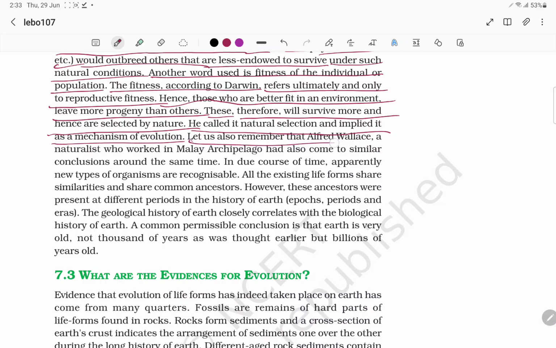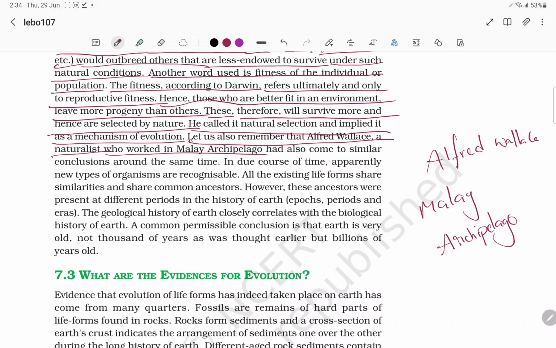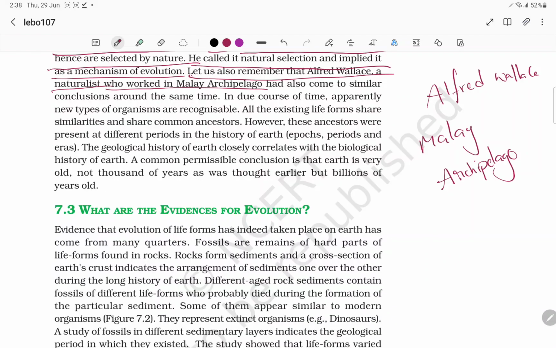Let us also remember Alfred Wallace, a naturalist, along with Charles Darwin. He worked on the Malay archipelago. So let's talk about what an archipelago is. An archipelago is a group of islands, formed by volcanic eruptions inside the sea. The Malay archipelago is the group of islands of Malaysia and Indonesia.